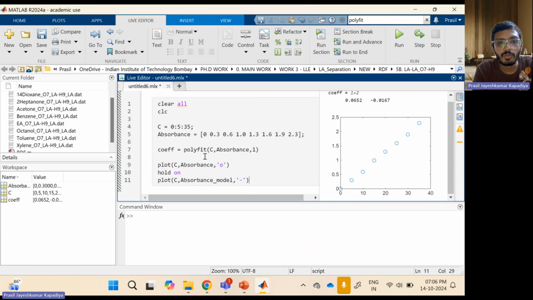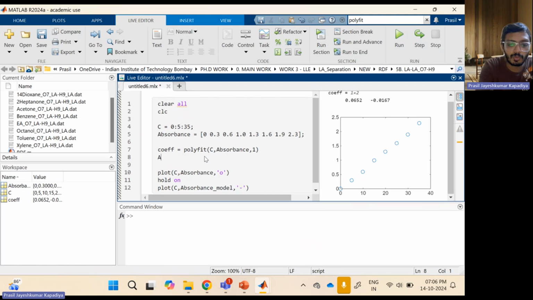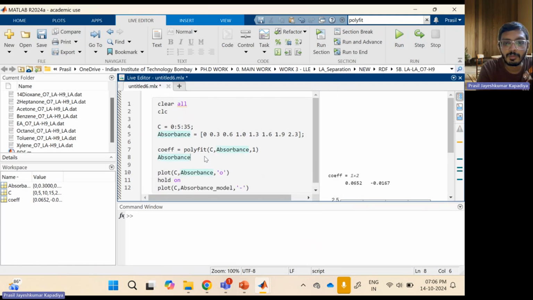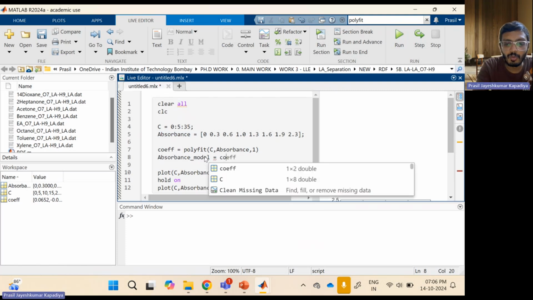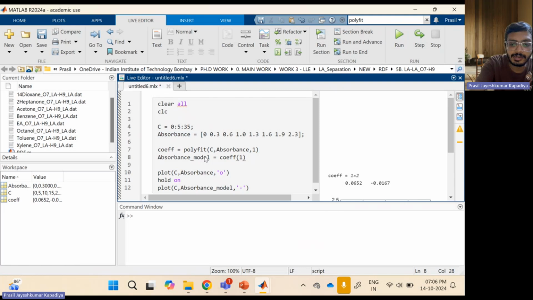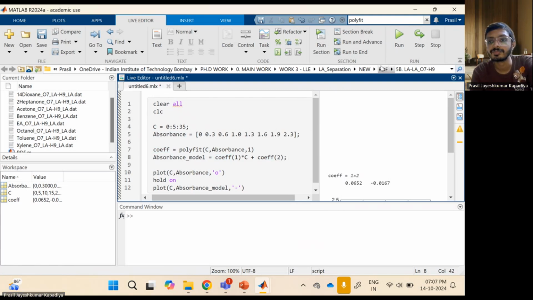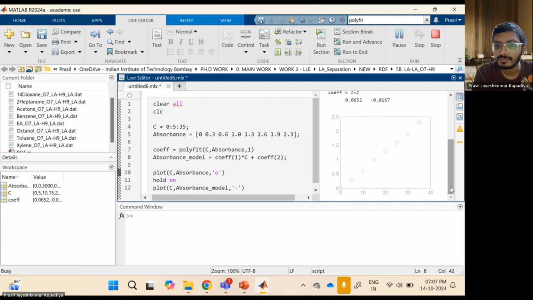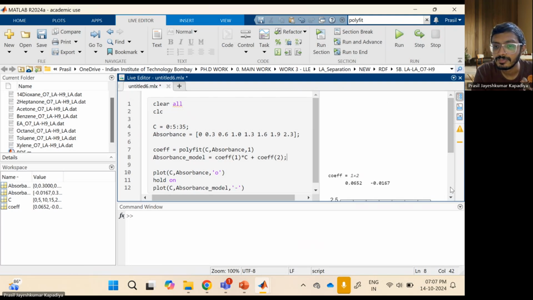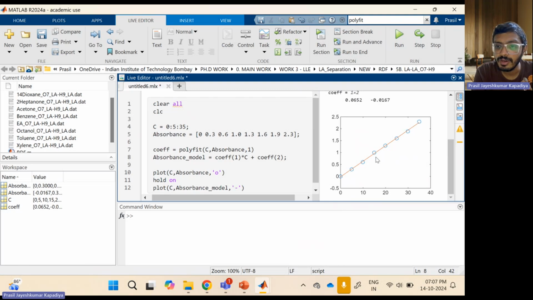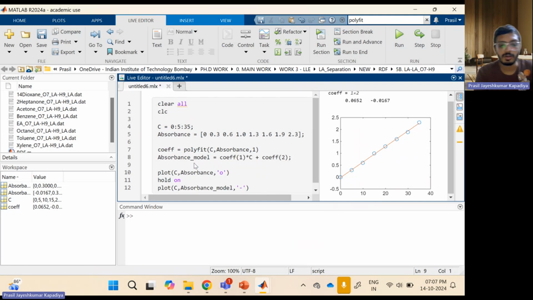Okay. So how can I calculate that? So absorbance underscore model is equal to coefficient 1 into C plus coefficient 2. And if I run this, so see, this is the plot that I am getting. So all the points are falling more or less into here only. Okay, so let me save this.